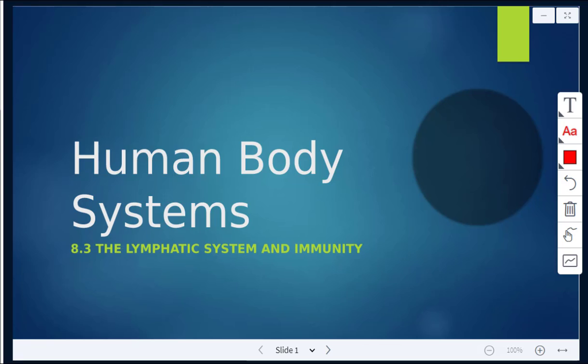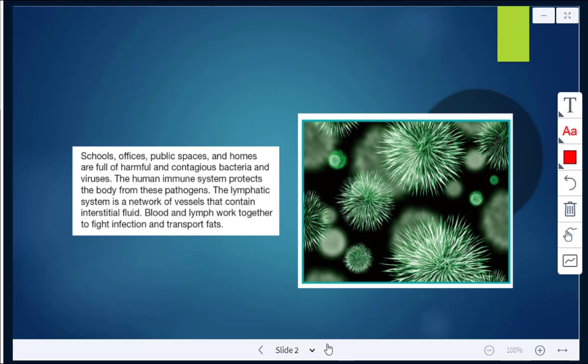All right, so today we are looking at 8.3, which is the lymphatic system and immunity. There's bacteria everywhere, contagious bacteria and viruses. So it's the human immune system that protects our body against these pathogens. The lymphatic system is a network of vessels that contain interstitial fluid, and the blood and the lymph work together to fight infection as well as transport fats.